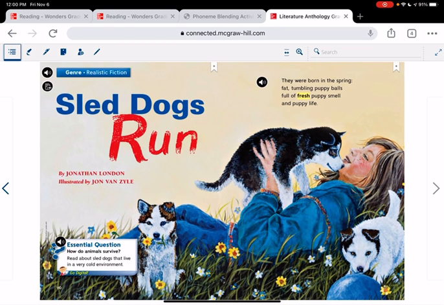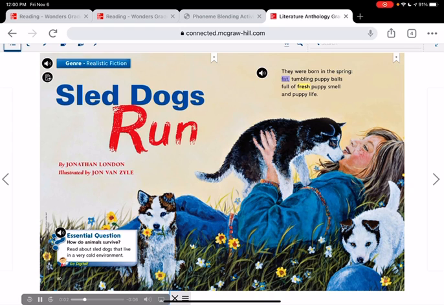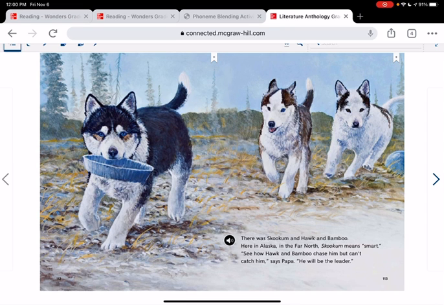All right. So Sled Dogs Run. Our essential question is, how do animals survive? Read about how sled dogs live in a very cold environment. And our genre is realistic fiction. Remember, realistic fiction is where it could happen in real life, but it didn't. It's a fake story that could have happened if it did. All right, we're going to start with the beginning. Now we can see these cute little dogs with their bowls and stuff, and we're going to read the next part.